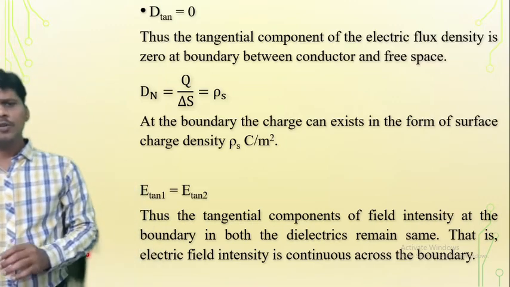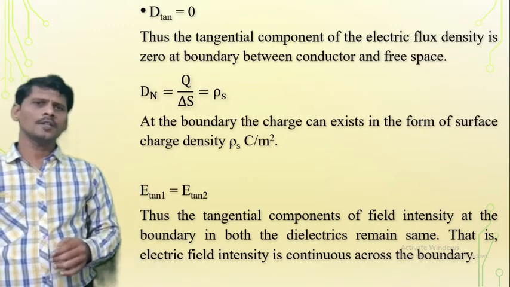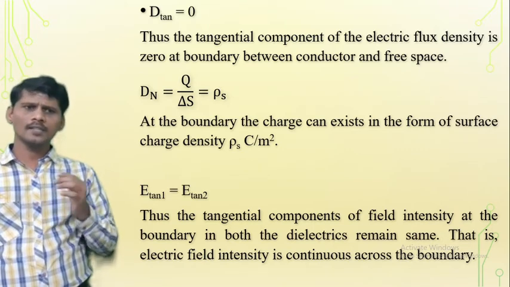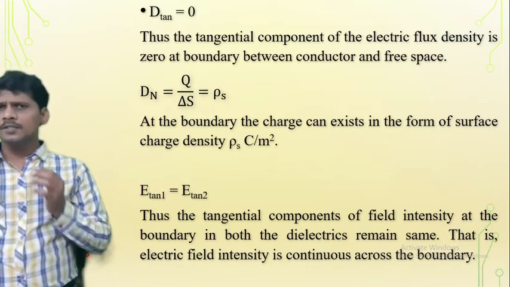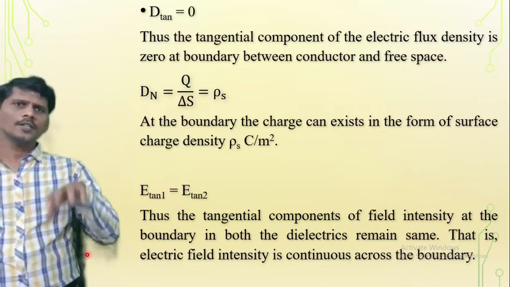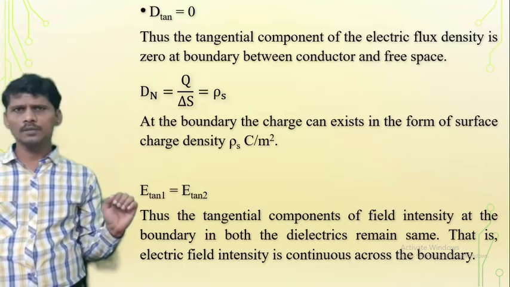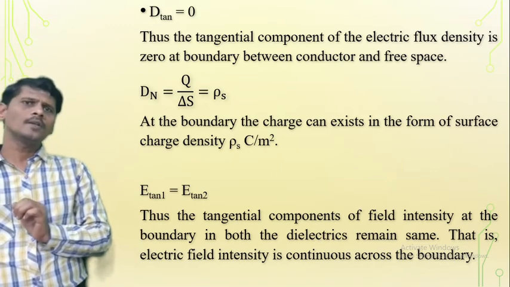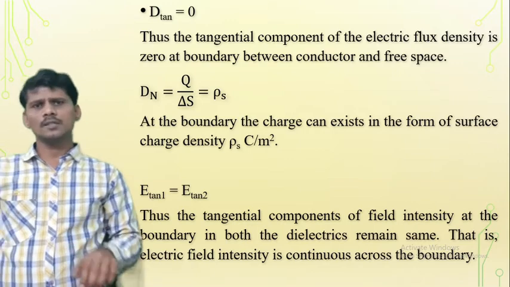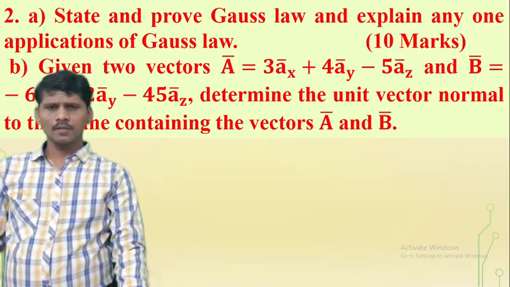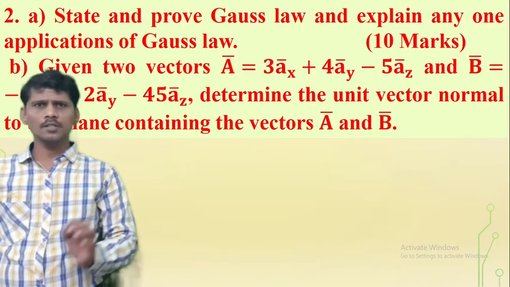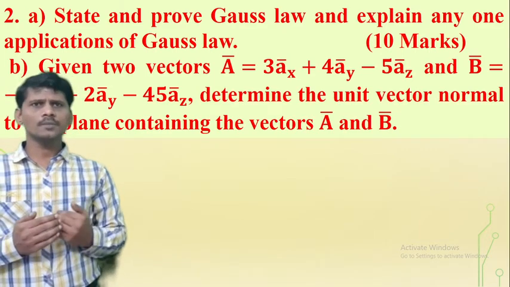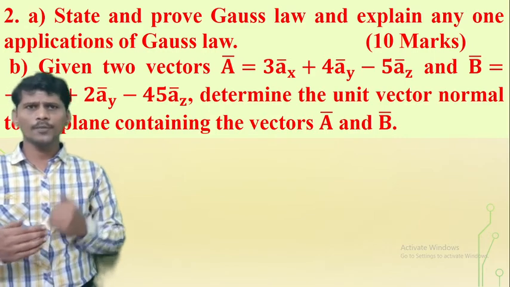And the tangential component of the electric field intensity at the boundary between two dielectrics remains the same. That is, the tangential component of the electric field intensity in region 1 is equal to the tangential component in region 2. That is the condition for the boundary between two perfect dielectric materials. Since this is a short answer question, we explain only the conditions of the boundary between conductor and free space.